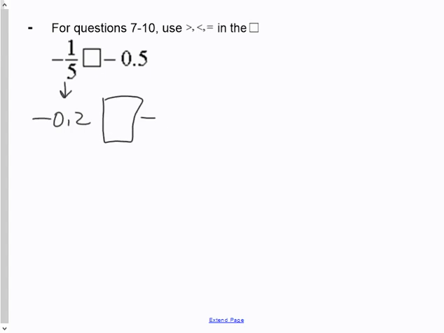And when I compare that to negative 0.5, remember what we said before, the closer a negative number is to 0, the greater it is. So therefore, that would be your larger number because it's closer to 0 as a negative number.